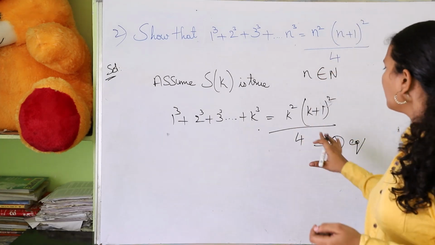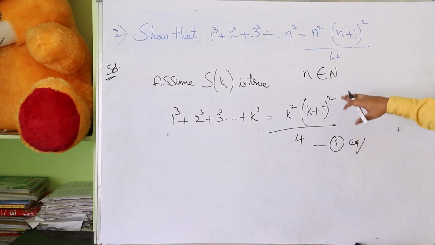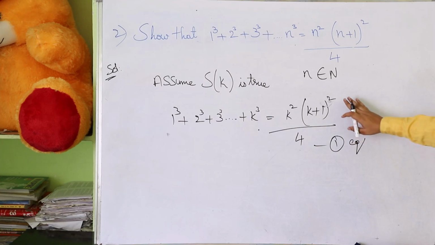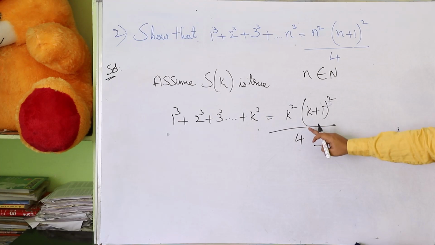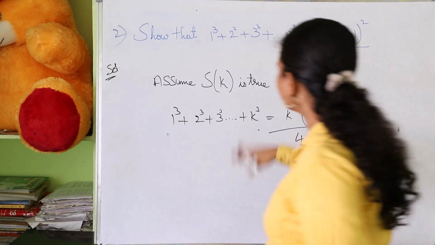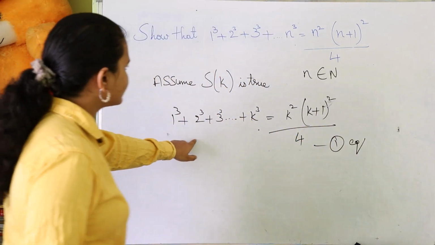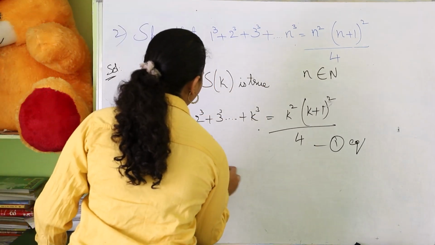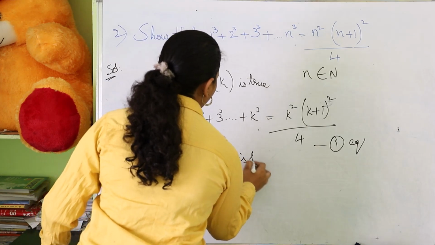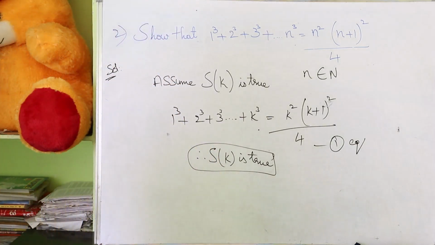Now coming back to here, just observe the RHS side, where this RHS is equal to this side. Here you got k square, here you got n square, here you got k plus 1, here you got n plus 1 whole square. So both are equal. Therefore LHS is equal to RHS. So I would say S of k is true. This will be the second case.